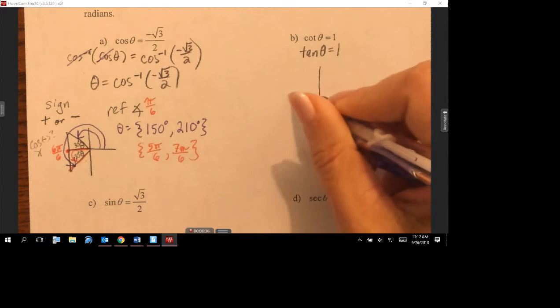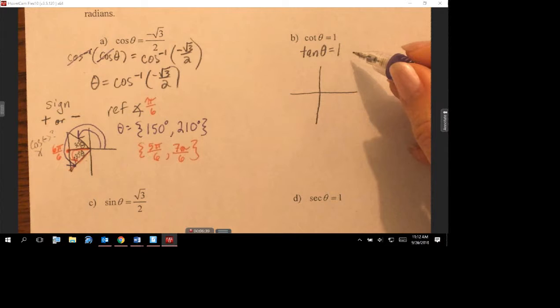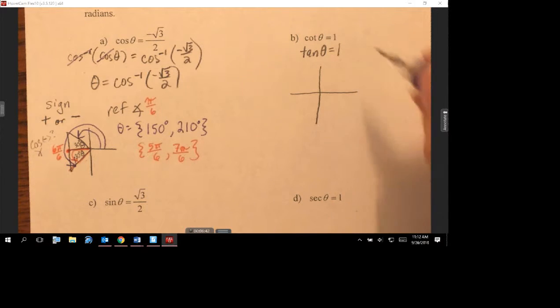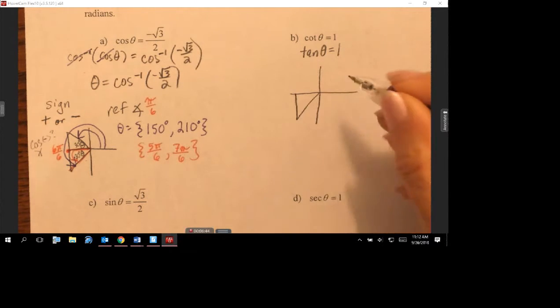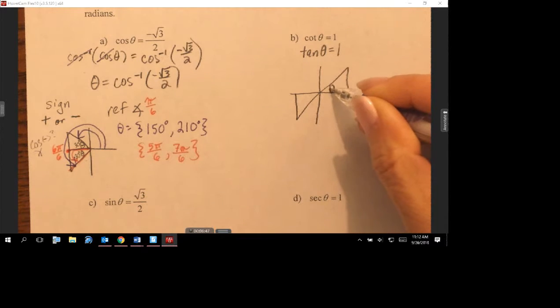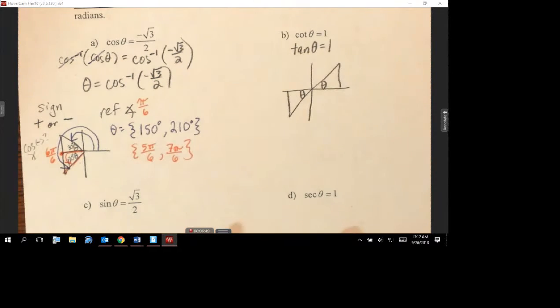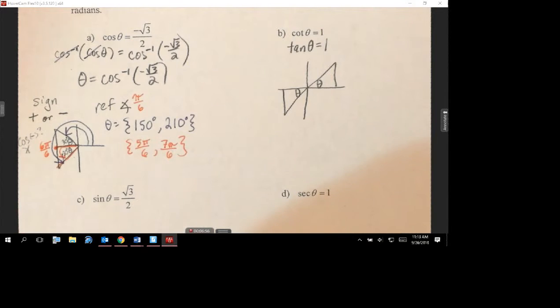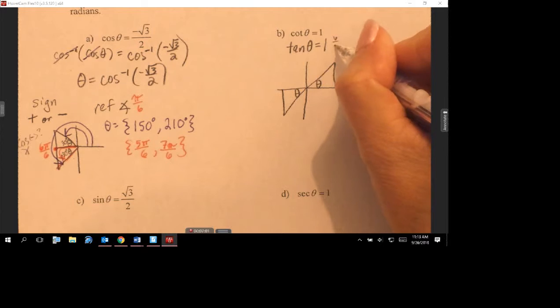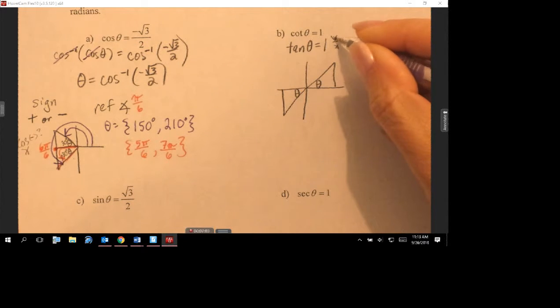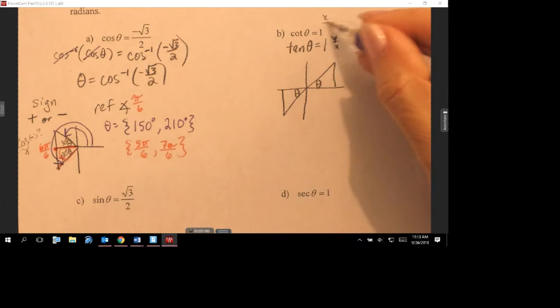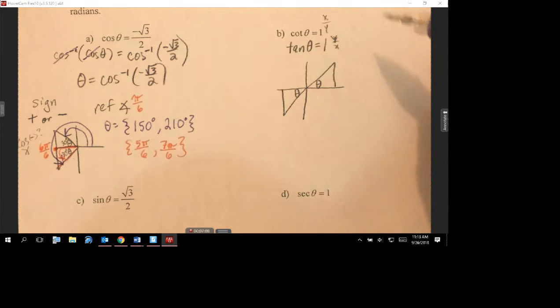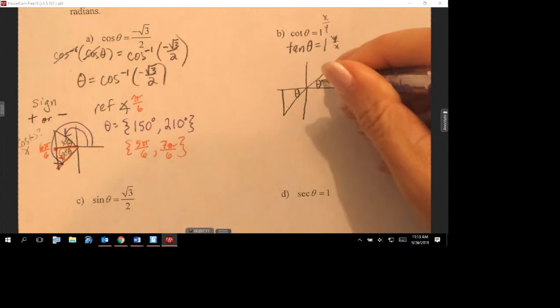So I need to think about what quadrant is tangent a positive number. So we've got 2 quadrants, quadrant 1 and quadrant 3. That's where tangent's positive, so that's where my answers are going to be. And then I need to think about the reference angle. It is 45. In order for tangent, which is y over x, or cotangent, which is x over y, to be 1, both x and y have to be the same number. So 45 degrees.